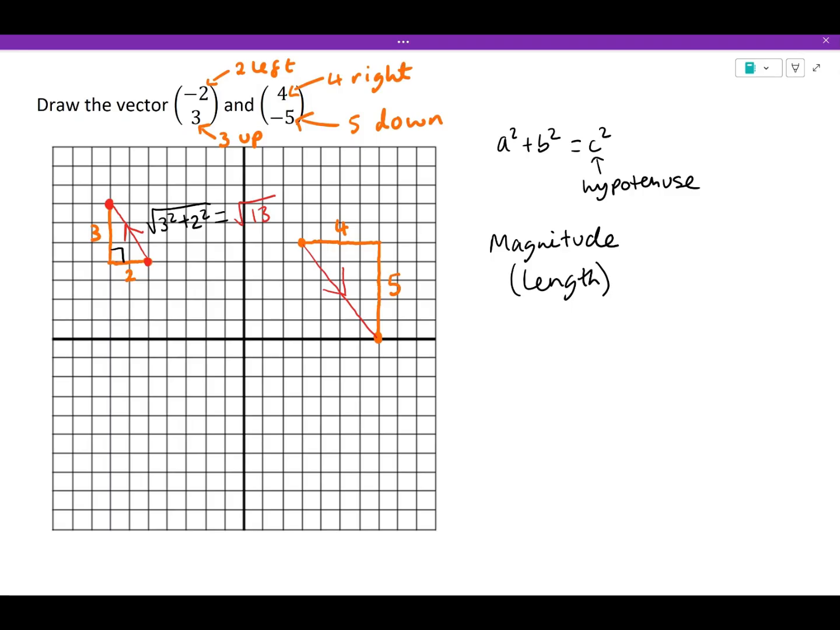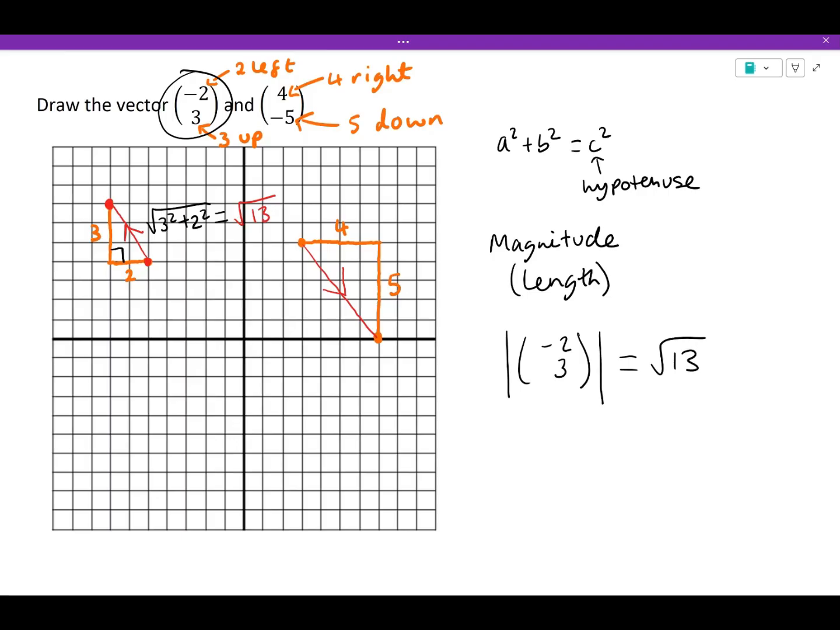Now, in terms of some notation we could use, if I write the vector we were dealing with there, okay, the vector we were doing was the negative 2, 3. I'm just going to write it down here. What you could do is put magnitude symbols around it, which is just vertical lines. And I would say that this is equal to the square root of 13, like that.